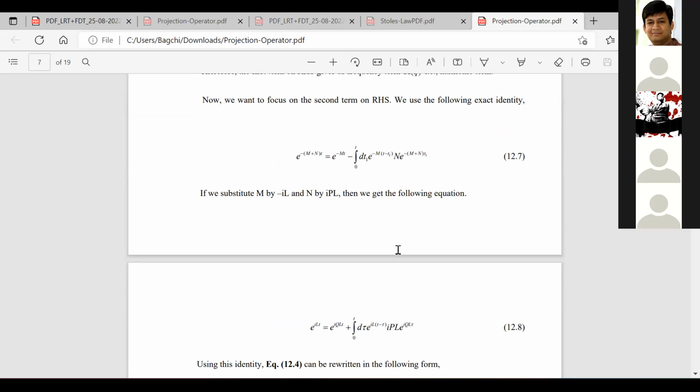Best actually is to do a Dyson expansion, where you have 1 over m plus n. That is, you write it as 1 over m plus 1 over m n 1 over m. Okay, so that's the first term of the Dyson expansion.